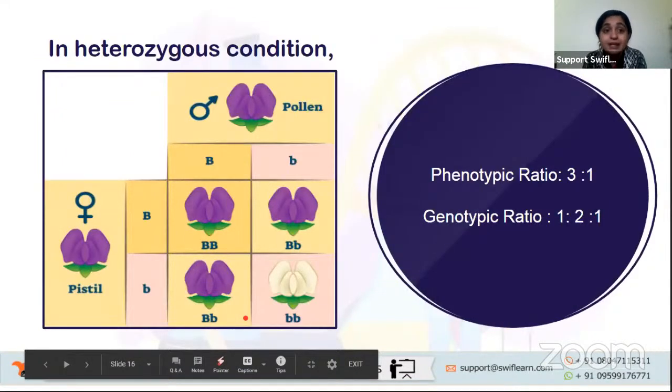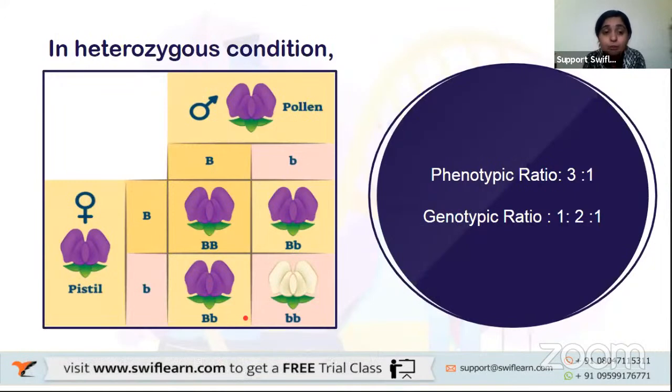Now, in heterozygous condition, when the male and the female pistil and pollen were put together, what was the ratio? What was the ratio of getting the dominant trait? So it was the ratio of 3:1.